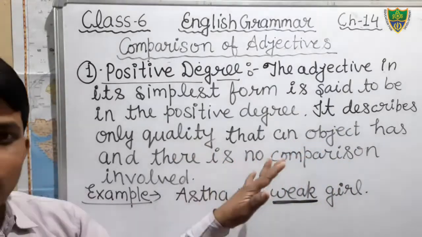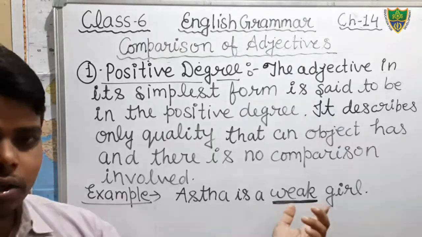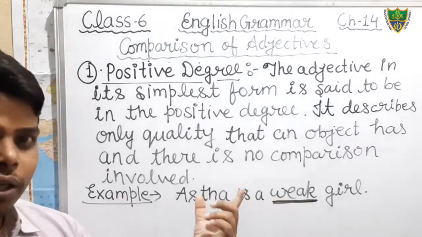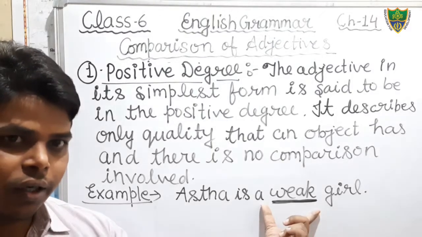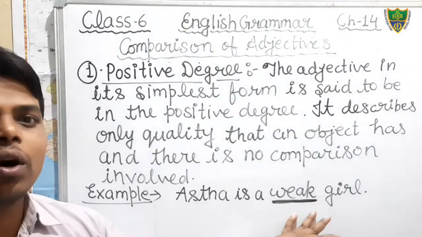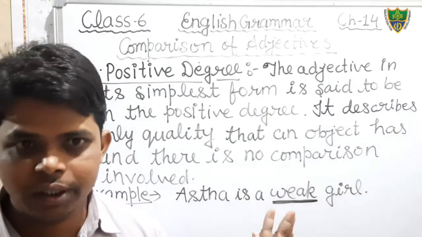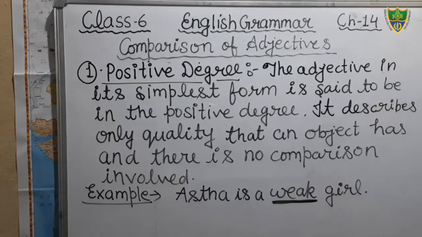Okay, and there is no comparison involved. For example, we can see Astha is a weak girl. In this sentence, there is only one girl, Astha, and there is no comparison involved. We are talking about only one girl and there is no comparison involved, therefore that is positive degree.